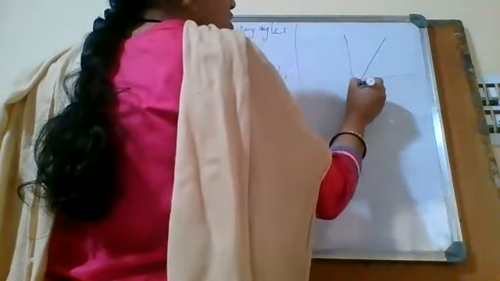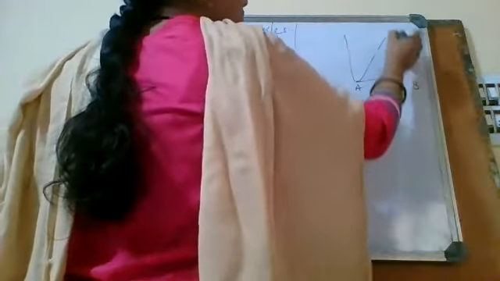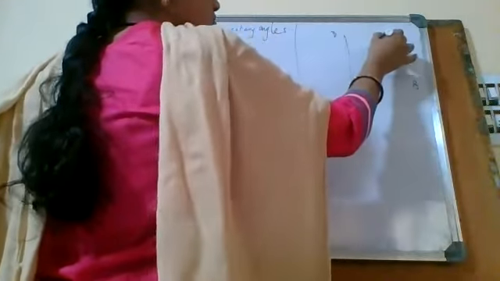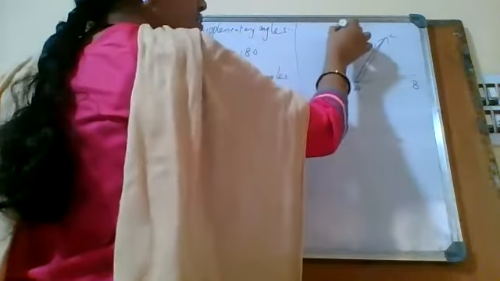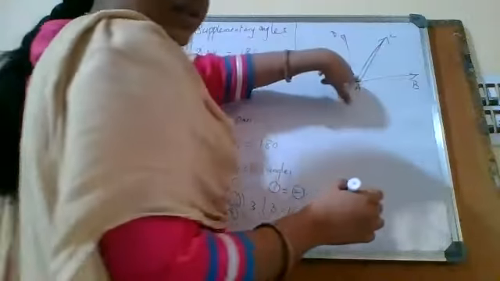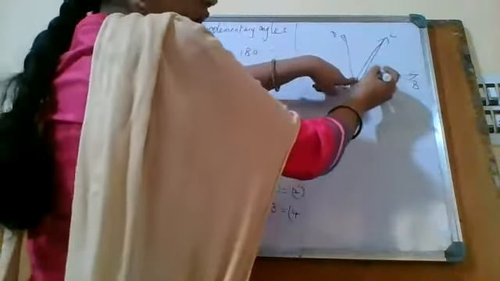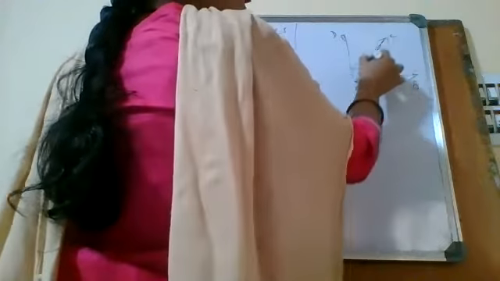Two angles are said to be adjacent angles if they have a common point. For example, A, B, C, D. This ray is common for this and this. This ray is common for this ray and this side. Both sides have a common ray. Therefore, they are called adjacent angles.